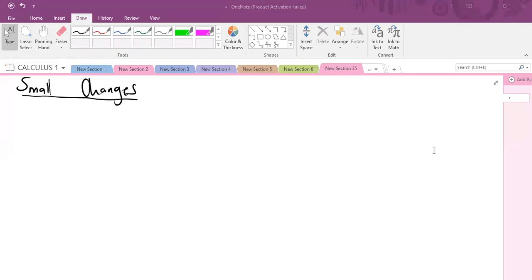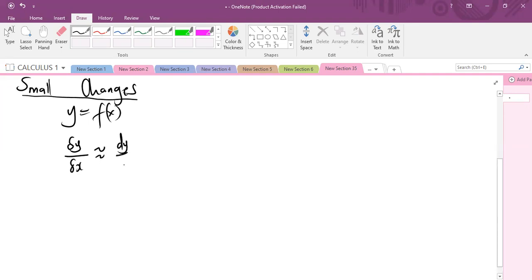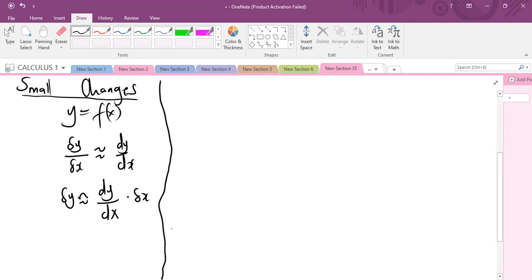Okay, fine. So guys, if you're given y is equal to f of x, then you're required to get the approximate change in y. So the approximate change in y, let's say with respect to x, is approximately equal to dy/dx. So if you want to get the approximate change in y, then this will be approximately equal to dy/dx multiplied with a small change in x. That's how we get small changes, guys.